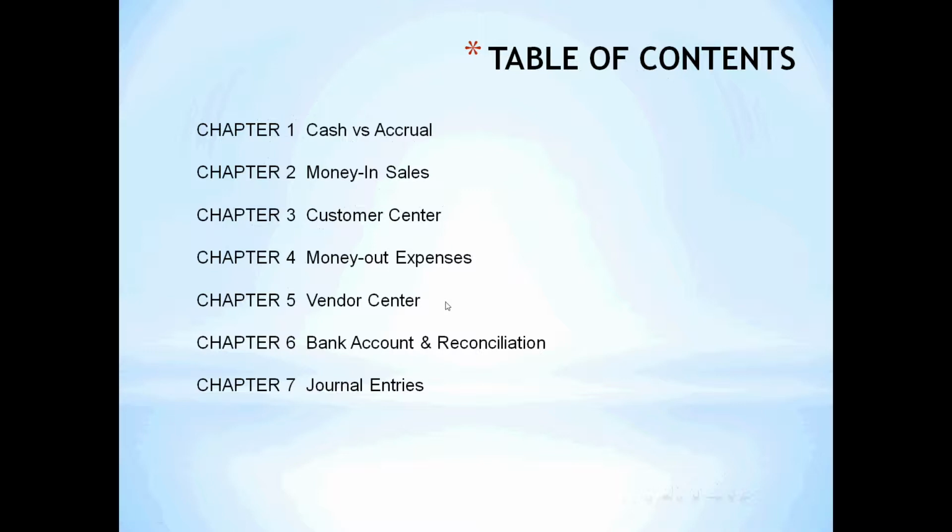So we're going to Chapter 1, it's going to be cash versus accrual. We're going to get into money in sales, then Customer Center, and money out expenses, then the Vendor Center, then the bank account reconciliation, and then journal entries.